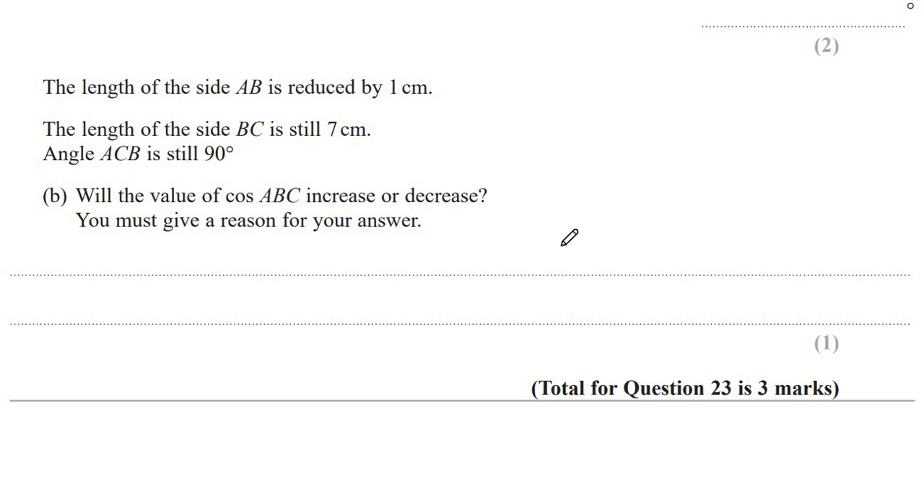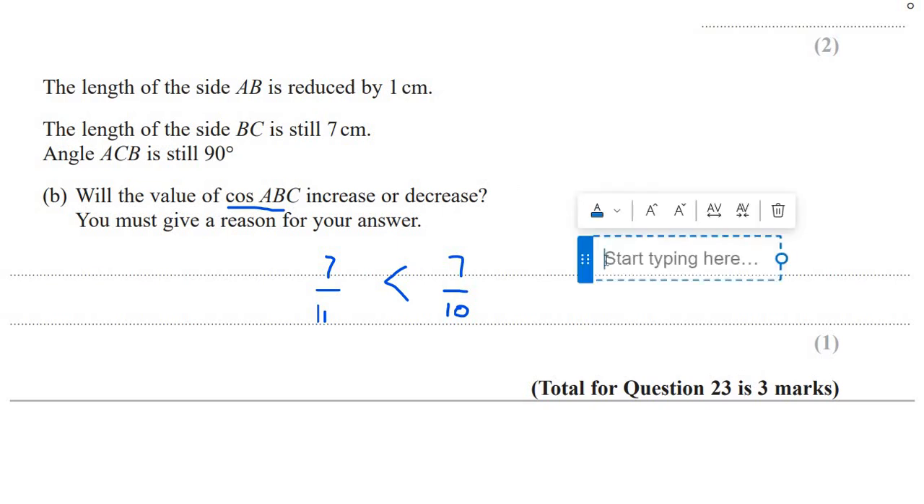Now, what will that do to the value of cos ABC? So instead of 7 over 11, cos ABC will be 7 over 10. So that means cos ABC will actually be greater than what it was before, because 7 by 10 is greater than 7 by 11. So cos ABC will actually increase.